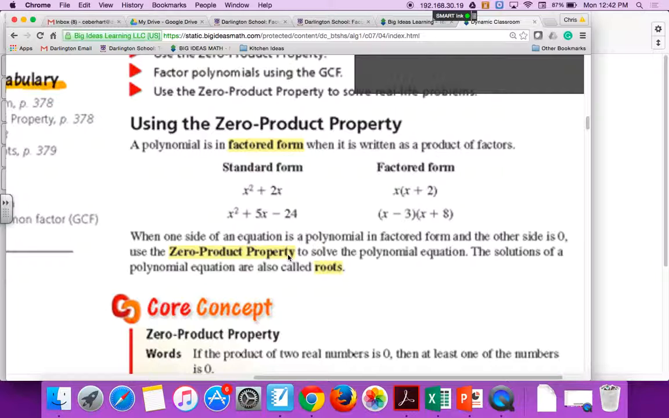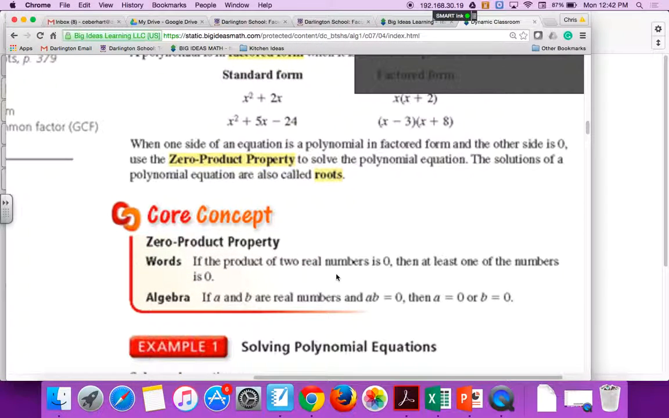The solutions to this problem we're going to end up calling roots. Here's where it comes from. If the product of two real numbers is zero, say a times b equals zero, then at least one of those numbers must be zero. If a and b are both real numbers and a times b equals zero, then either a or b must be zero. Could they both be zero? Absolutely.